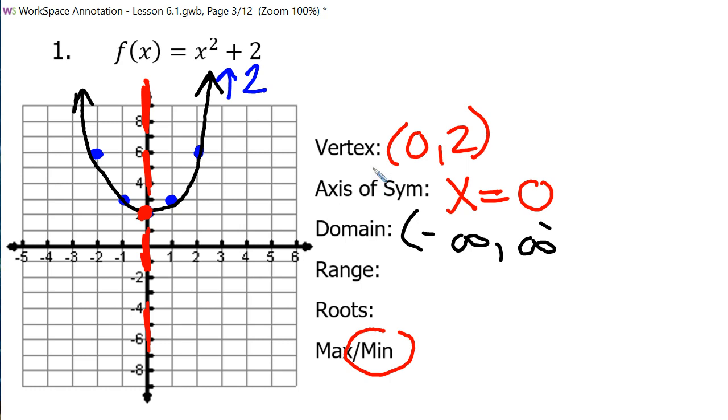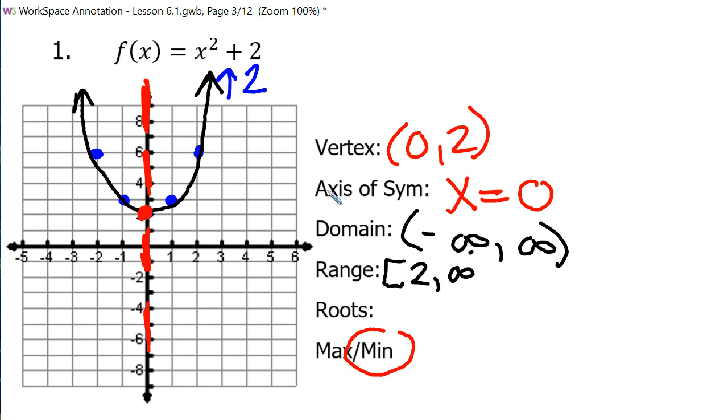What does the range mean? The y value. So look at your vertex. What is the bottom y value? 2. What is the top y value? Infinity. So our range is going to be 2 to infinity.